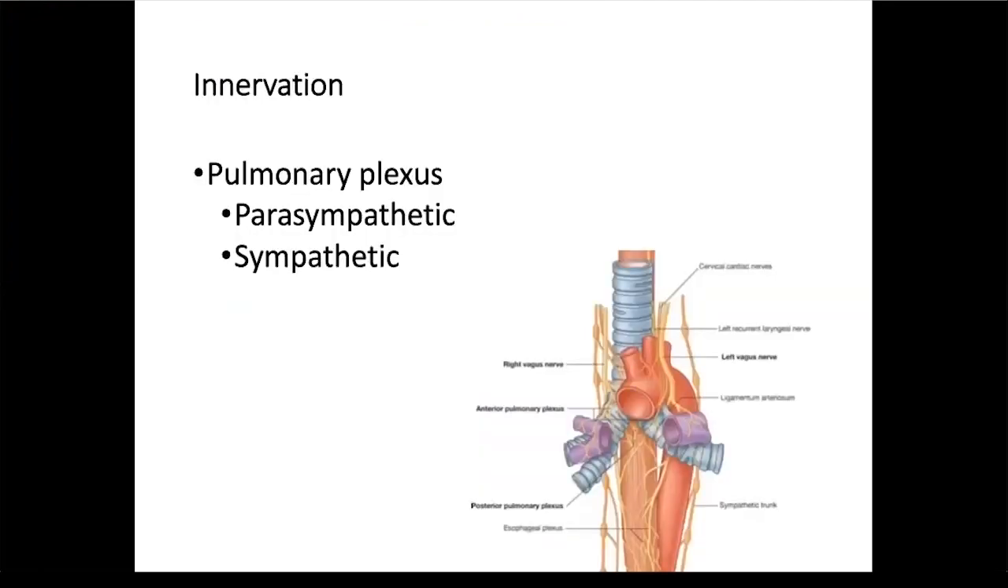The nerves that innervate the lungs are going to enter through the hilum and follow blood vessels and the tubes. They make up the pulmonary plexus. You're going to have parasympathetic and sympathetic fibers.